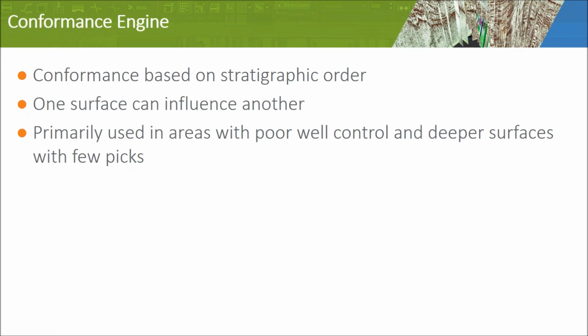One surface in this case can influence another. As you're picking a shallower surface, it can influence a deeper surface that doesn't have as good well control. So that's primarily where its use comes in here: areas of poor well control and your deeper surfaces with few picks. So you can get an idea of what that trended area will look like based on another surface that's well picked.